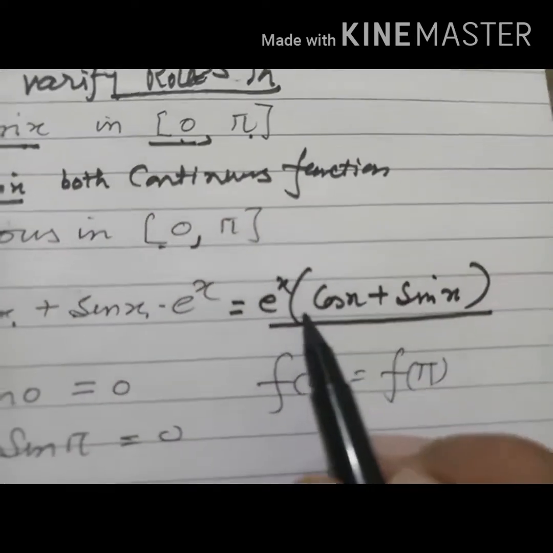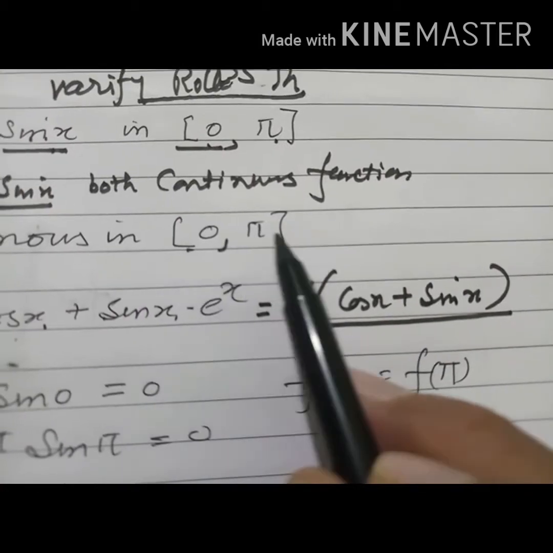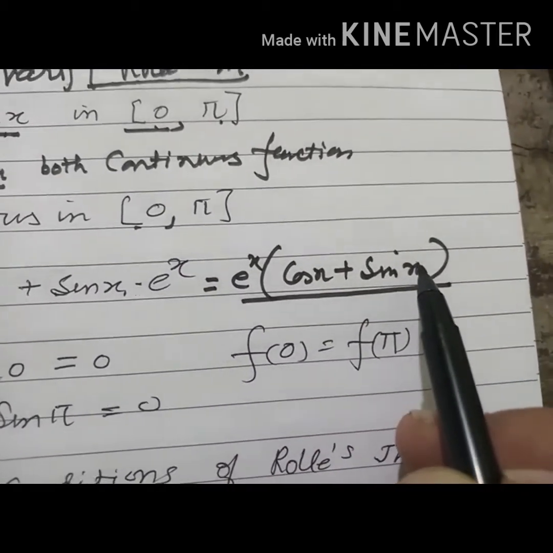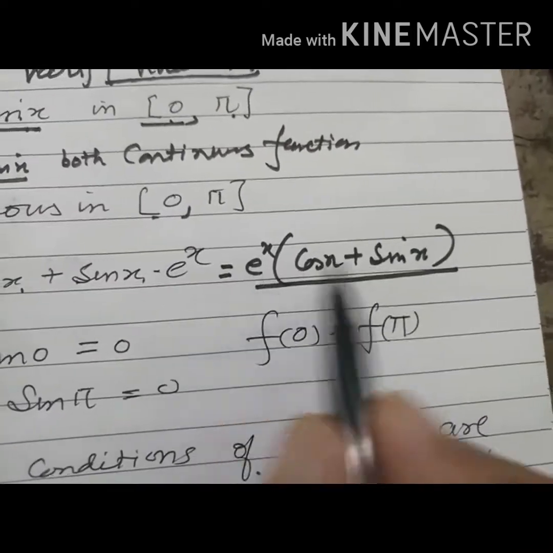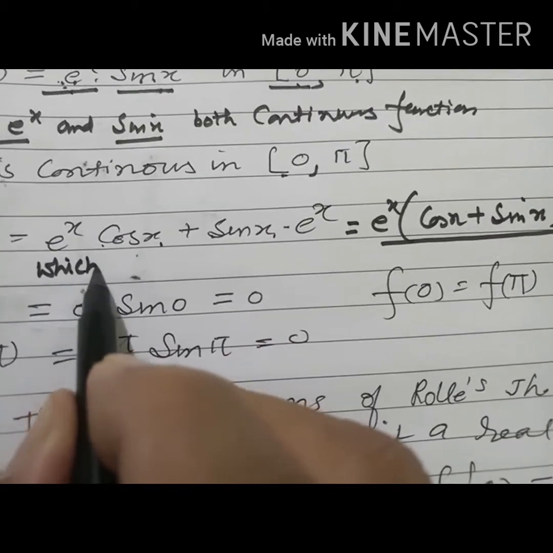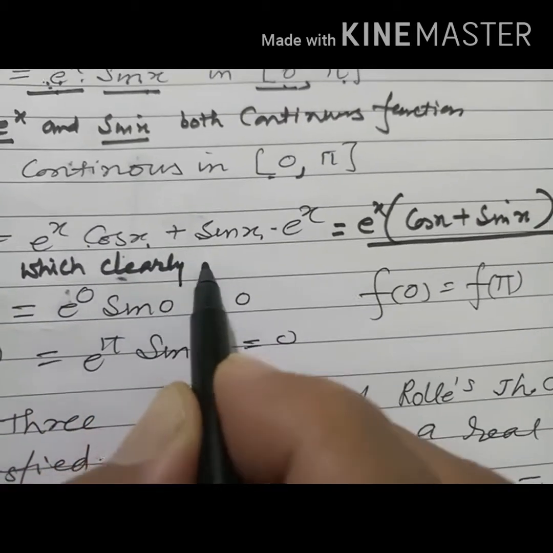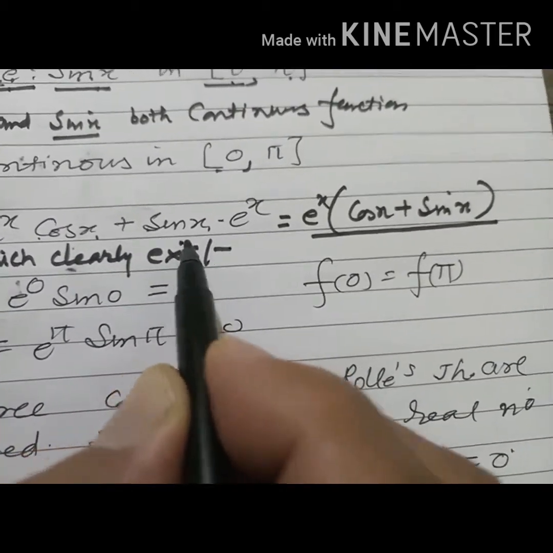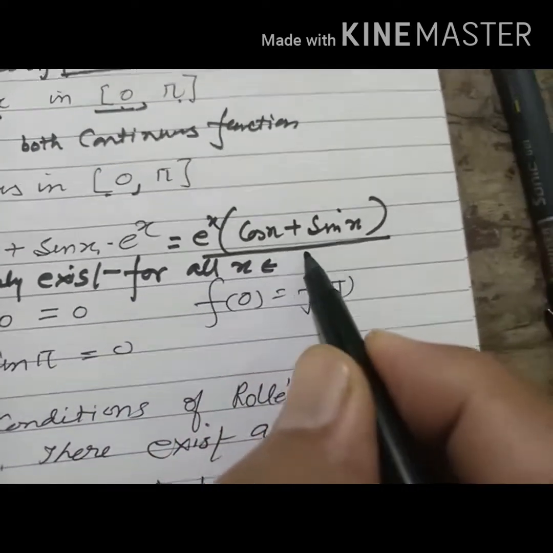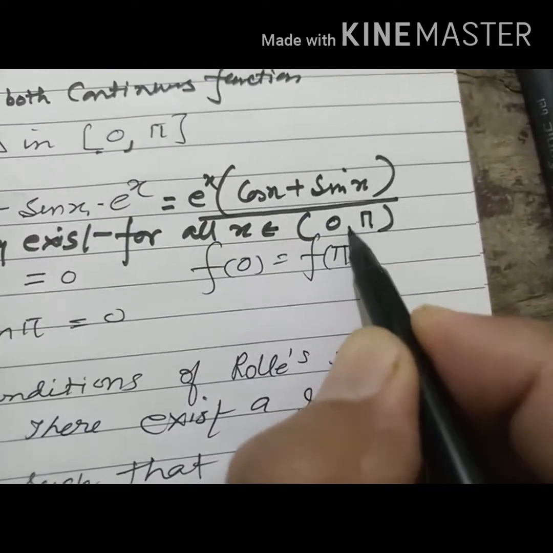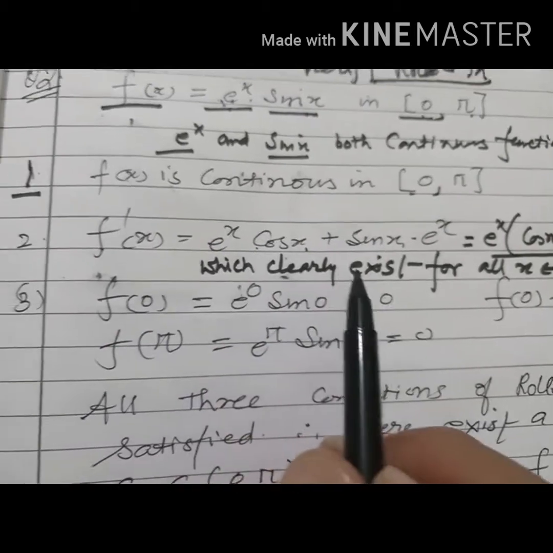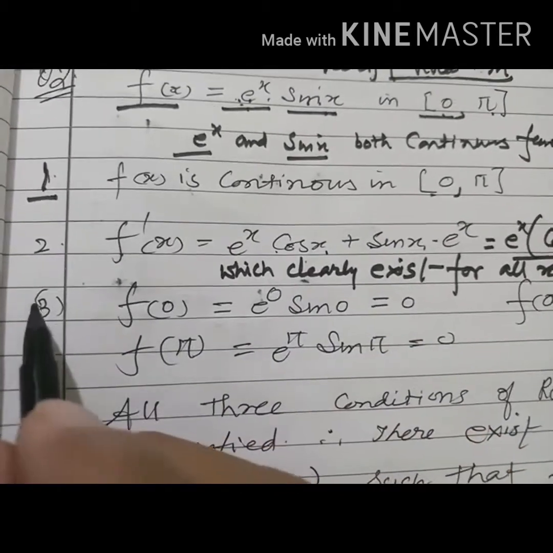Now what about this expression? From 0 to pi in the open interval, you just place any value, we are going to have a unique answer. So which clearly exists for all x belongs to open interval 0 to pi. Therefore function f x क्या हो गया? F x is differentiable. What is the third thing we do?